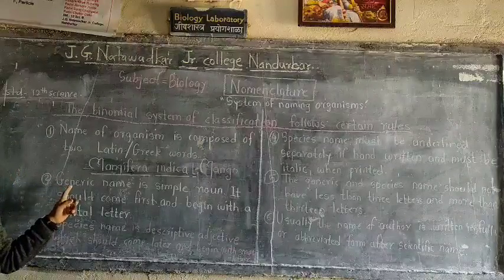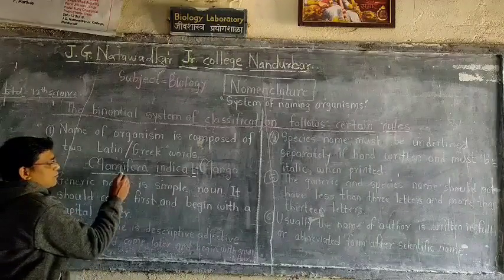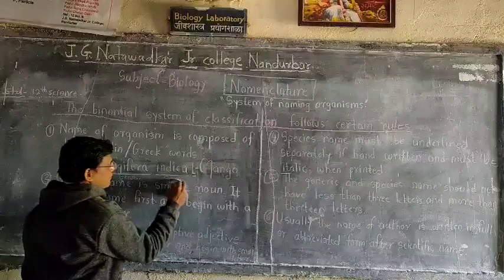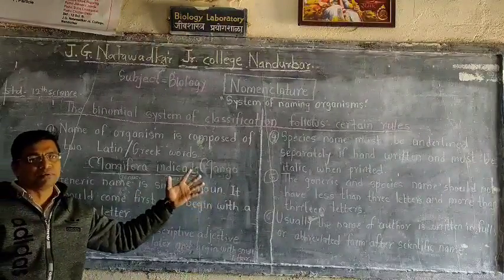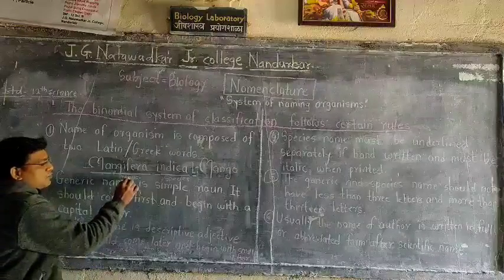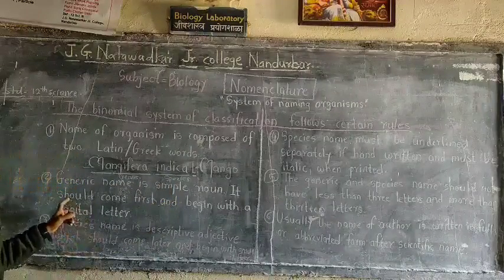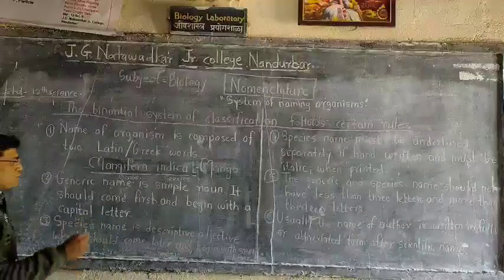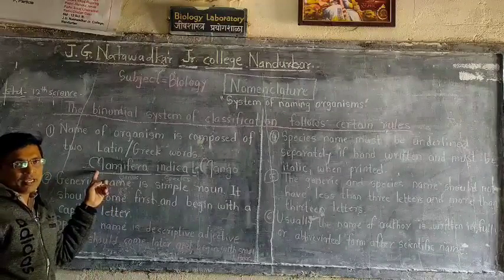Here the generic name is a simple noun. Now what are the generic and species names? Mangifera is the generic name, the name of the genus, and indica is the name of the species. The generic name should be a simple noun. It should come first, and later will be the species name. The generic name should come first and begin with a capital letter. This is the most important thing. The generic name always begins with a capital letter. Here the M should be capital.